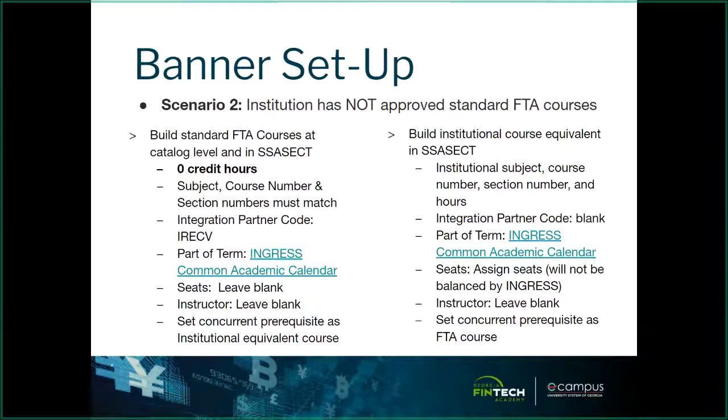For institutions who have not approved the standard FTA course designations, the process is a little bit different. You will still build your FinTech Academy courses at the catalog and at the section level as well. But you will also be building an institutional course equivalent, and that's the course that you have approved that is equivalent to the course at your institution. So some of the differences: for your FTA courses, you will build those with 0 credit hours because we do not want to be granting students 6 credit hours for a 3 credit hour class. So you will be building the FTA course with 0 credit hours.